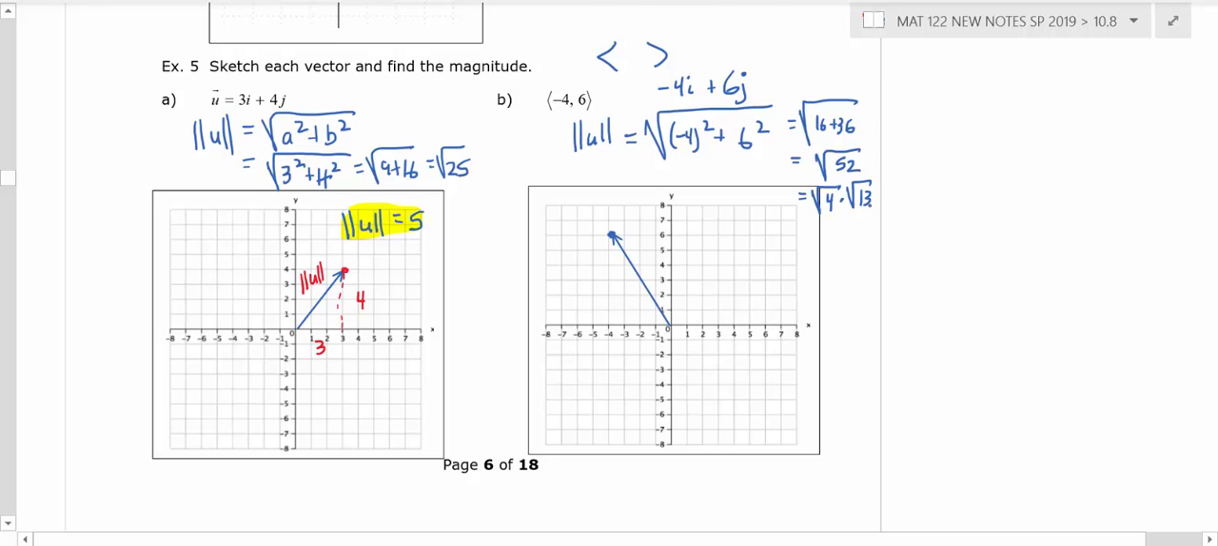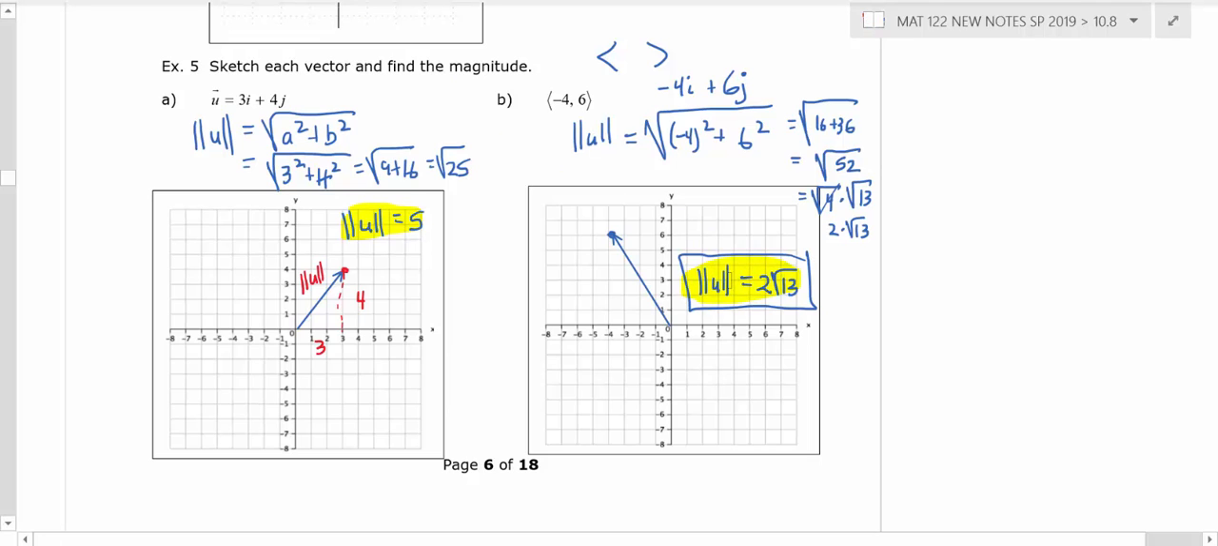You're looking for a square root factor of 52. Perfect squares are numbers like 4 and 9 and 16 and so forth. So the square root of 4 would be 2, so you get 2 root 13. Okay, so what we get as the result is the magnitude of that vector u is 2 times square root of 13. And yeah, you do need to know how to break up radicals when that shows up.